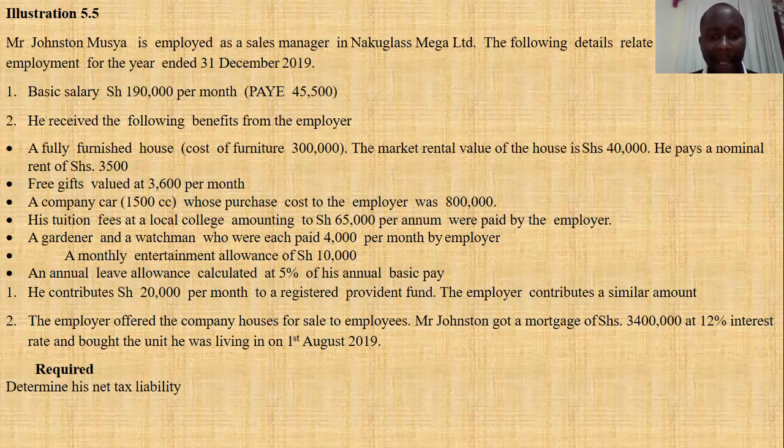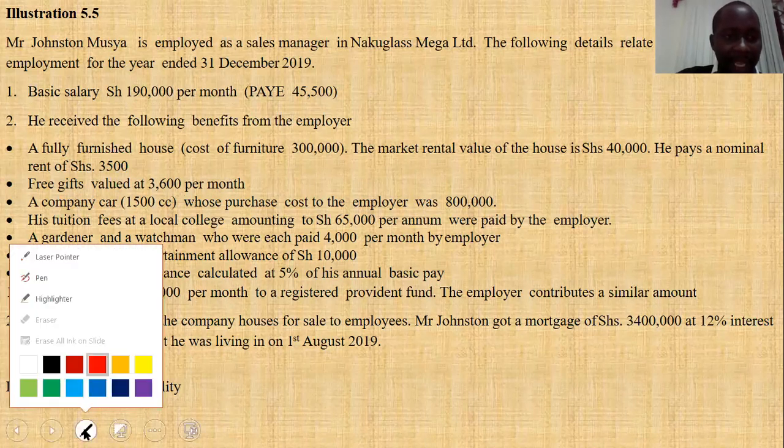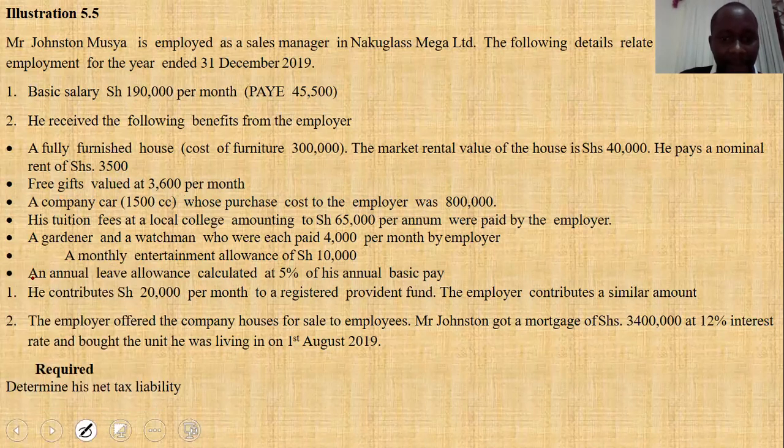Employer offered company house for sale. Now, this guy has been living in a company house. But on 1st of August, I want you to pay very particular attention to this date. On 1st of August, the guy buys the house that had been provided by the employer. So the house ceases to be company house, it becomes his.